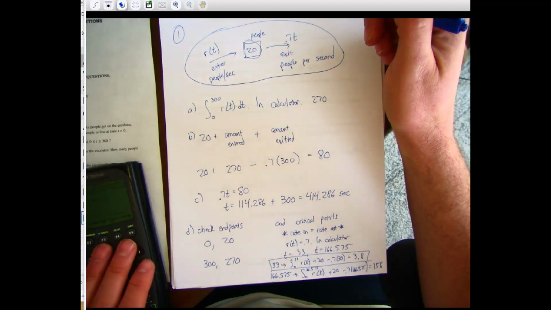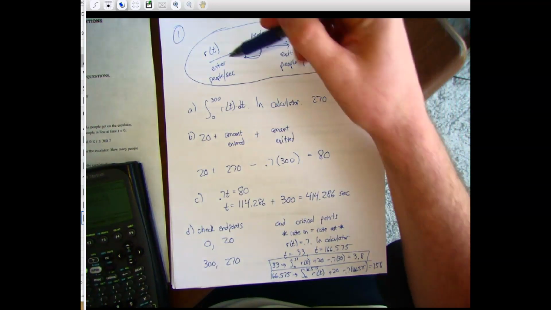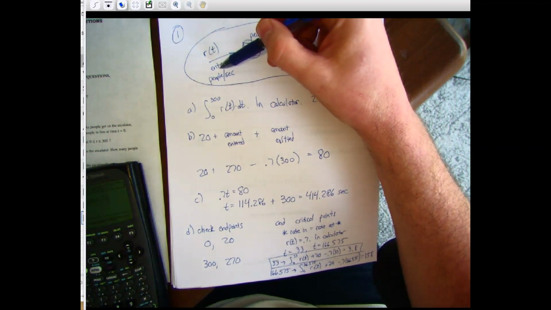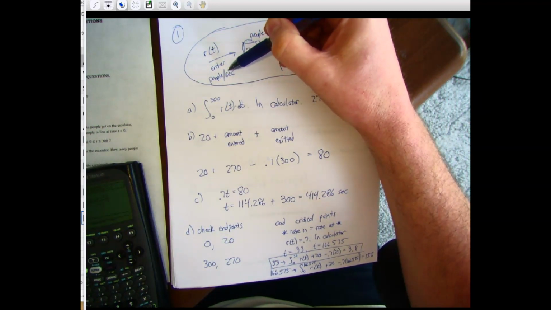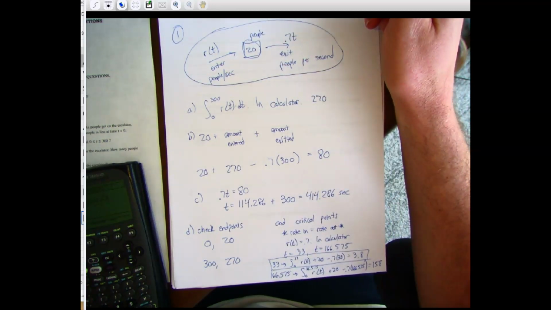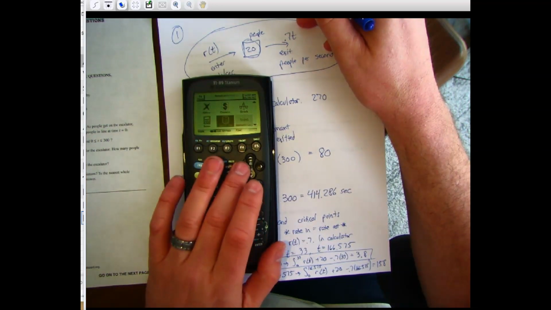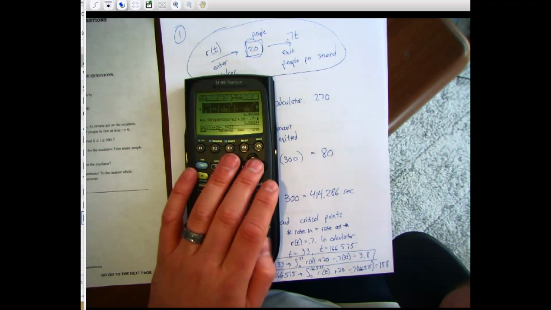So anyway, for part A, they ask how many people enter the line. Well, this is the entering, and we're at people per second. So to go from people per second to people, go from a rate to an amount, we integrate. And I would integrate this one on the calculator. This is a calculator available question, so let's use that.